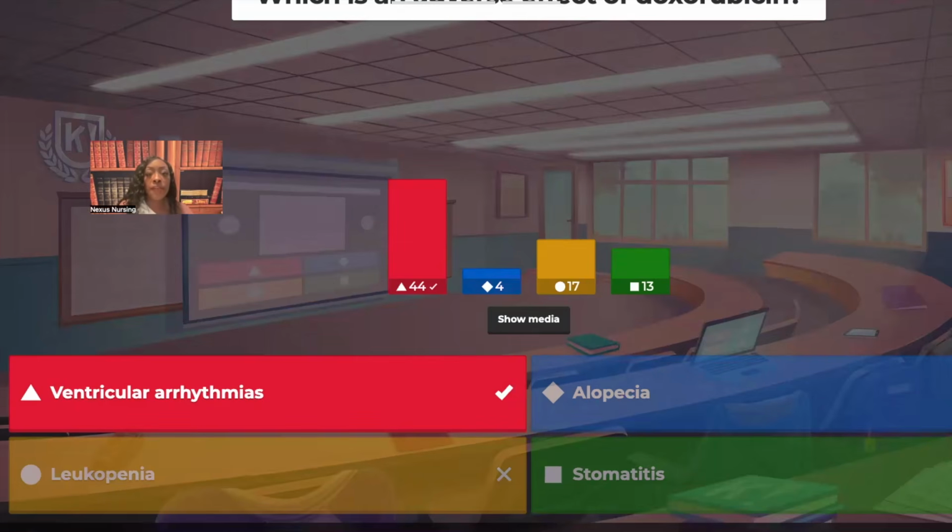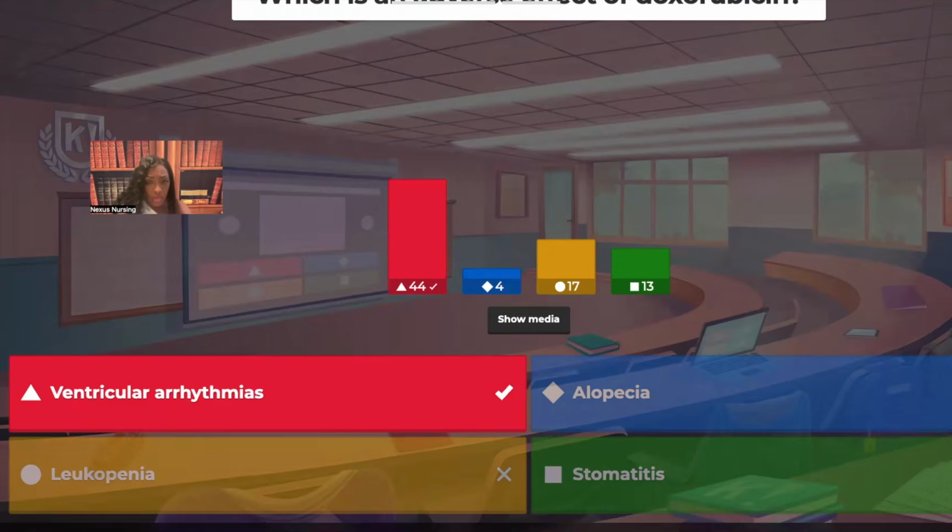Okay, which adverse effect of this drug? Correct answer, ventricular arrhythmias. You guys need to know this. So, guys, this is a very common chemotherapeutic agent. Only RNs will give this drug. LPNs, LVNs are not going to give this drug. It has very toxic effects, cardiac arrhythmias. It can cause VFib, heart failure. Only an RN and an experienced RN will give this drug.